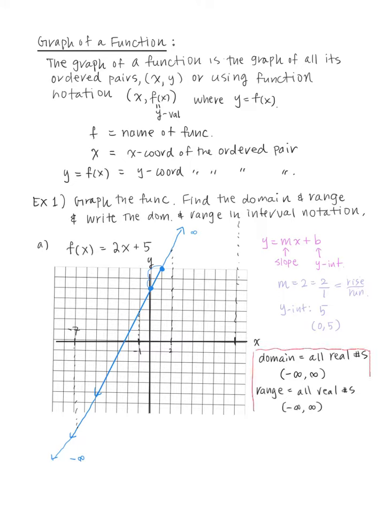Don't worry, we're going to do more examples in a minute, because I used to have the most difficult time finding the domain and the range given the graph. All right, so let's take a look at the next one. Part B, let's go with f of x equals 2x squared. To graph this, you can make an x and y chart.